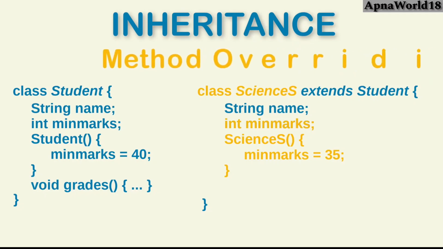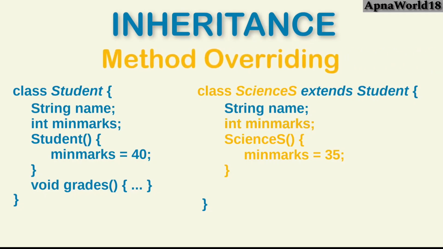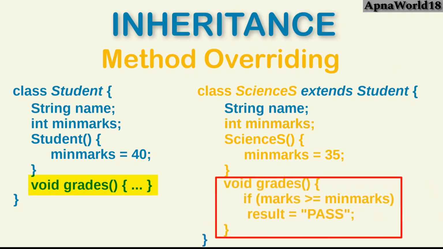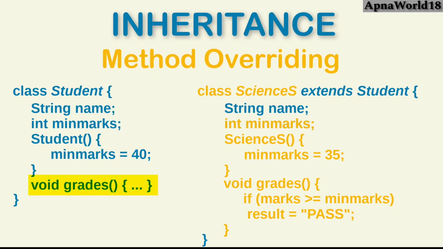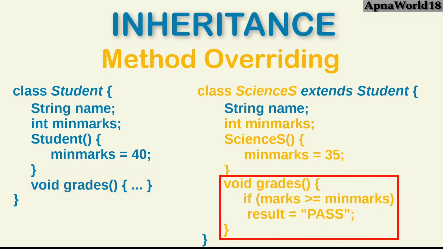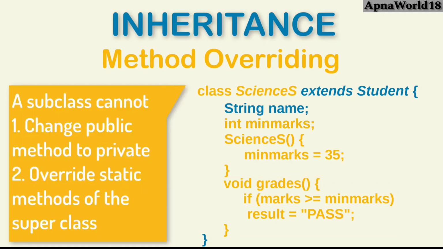A similar feature is available for methods as well and is called method overriding. Here the base class has a method grades, and the derived class writes a function with exactly the same method signature. Then it hides or overrides the method in the base class. And now when the object of the derived class calls grades, it will call the derived class function only. But do note, while overriding, a subclass cannot change a public method into private, and a subclass cannot override static methods of the superclass.